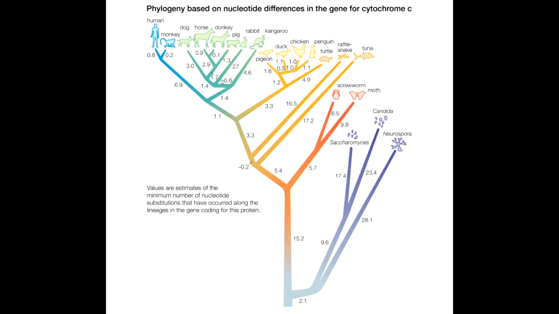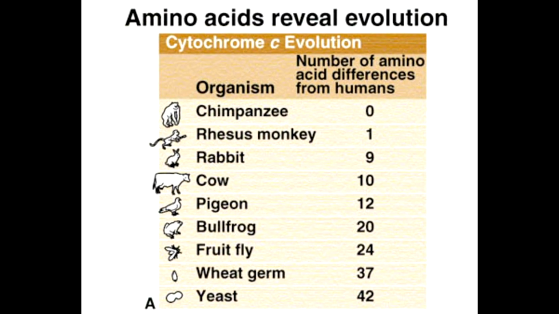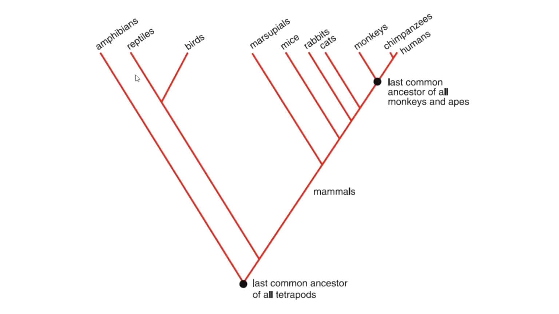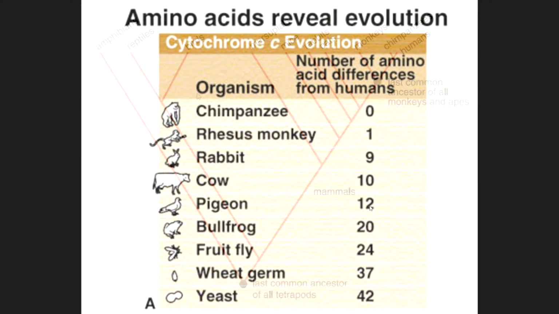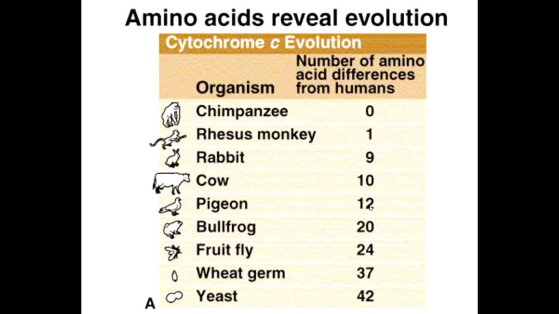Compare it to rabbits, and it's 9. Compared to pigeons, it's 12. Compared to the bullfrog, it's 20. Compared to the fruit fly, it's 24. Then we've got wheat germ and yeast, which are even further removed. This is exactly what evolution predicted. The further removed from a species we are, the more changes we see in the cytochrome C protein.